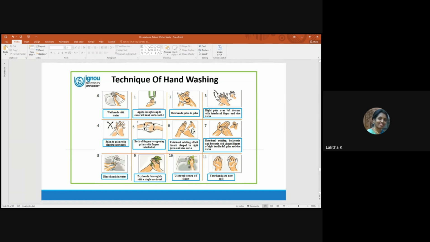Wet your hands with water. Apply enough soap to cover all the hand surface. The first step is to rub hands palm to palm. Then right palm over left dorsum with interlaced fingers and vice versa. Then again palm to palm with fingers interlaced. Then back of fingers to opposite palms with fingers interlocked. Then rotational rubbing of left thumb clasped in right palm and again on the other side. Then rotational rubbing backwards and forwards with clasped fingers of right hand in left palm and again left hand in the right palm. Then rinse hands thoroughly in water. Dry hands thoroughly with a single use towel. Use the towel to turn off the tap, and then your hands are safe.